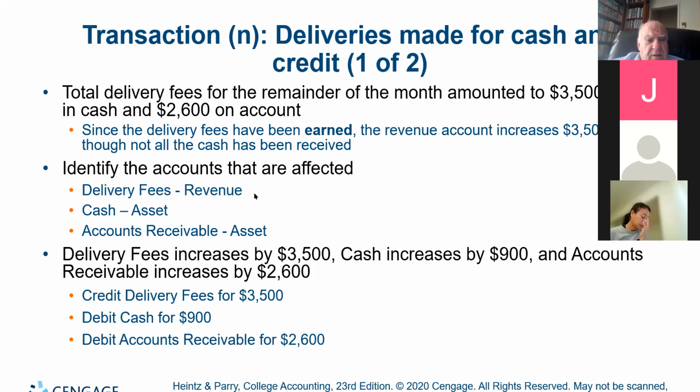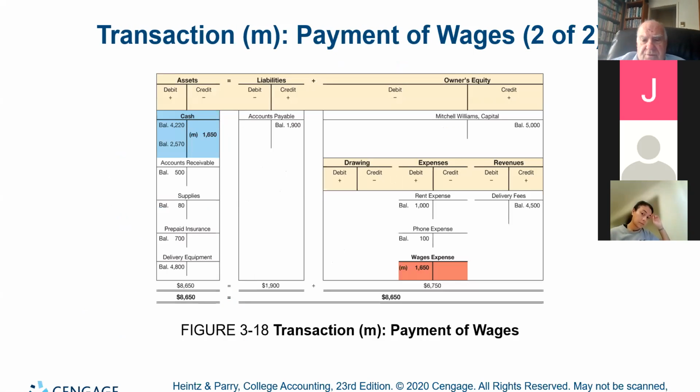So what do we have here? He had some sales. They're going to go up. This asset cash is going up and accounts receivable, another asset, increasing. So what do we see here? We're going to credit delivery fees for $3,500, debit cash for $900, and debit accounts receivable for $2,600. Wow. So his delivery fees are now up to $4,500, huh? And here is the transaction.